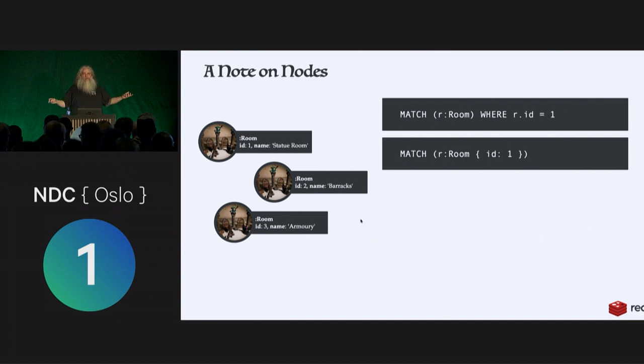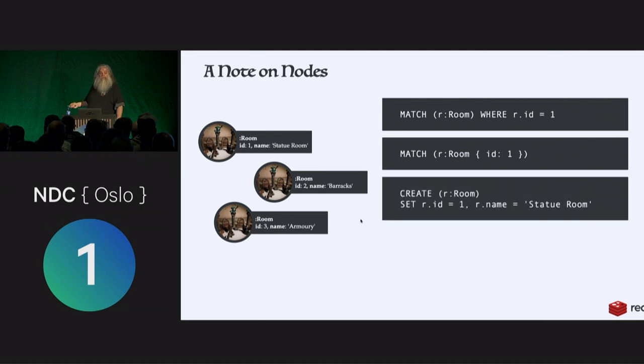Inside those curly braces, it's just like Java or JavaScript syntax. It's just key, colon, value, comma, key, colon, value, comma, key, colon, value. If it's a Boolean, you use true or false. If it's a number, you just use a number. If it's a string, you put it in quotes. So it's a familiar syntax, but this is a more convenient way to match things sometimes.